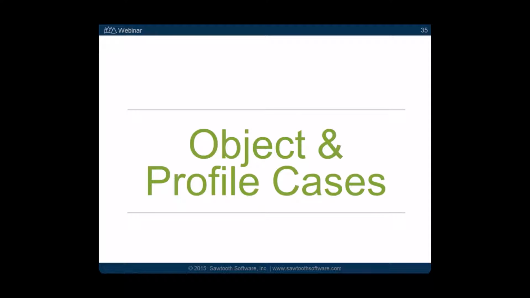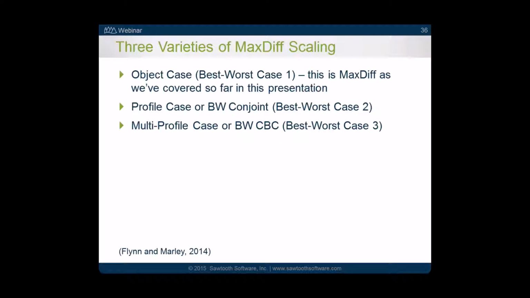And that takes us to our last set of topics before we do Q&A. When I first saw MaxDiff presented in 1993, I was at a conference and Jordan Louviere was doing the presentation, and he pointed out two ways to use it. It was called best-worst scaling at the time, and he said there's something called best-worst scaling and best-worst conjoint, and so I'll talk about those as well as a third case that's come along.